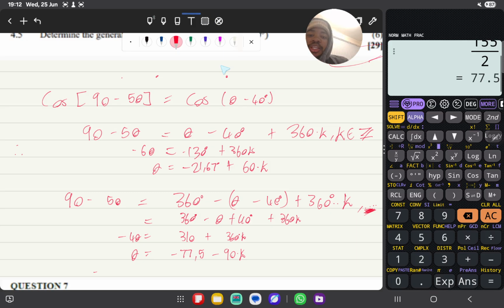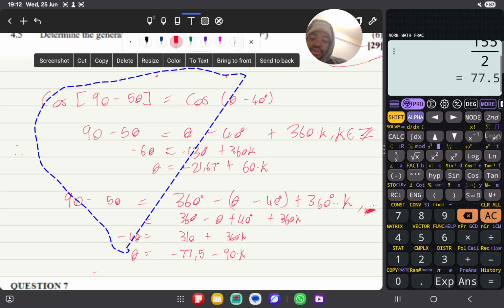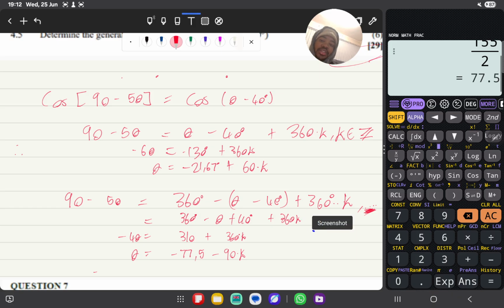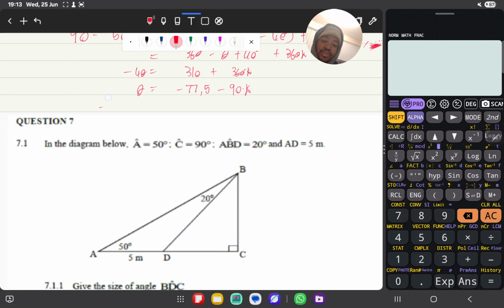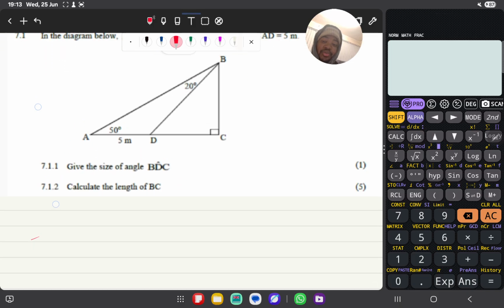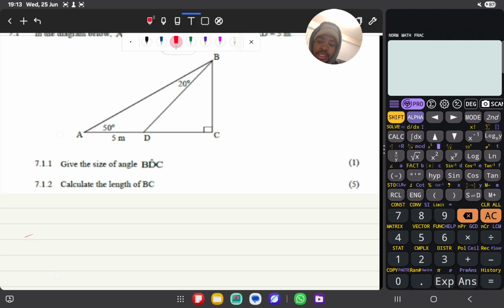Cool. So it doesn't really matter. You could use sine, you could use cos, and you will still be fine. Let's move on to the next question. I don't know if I'm moving very fast or the pace is fine, but cool.